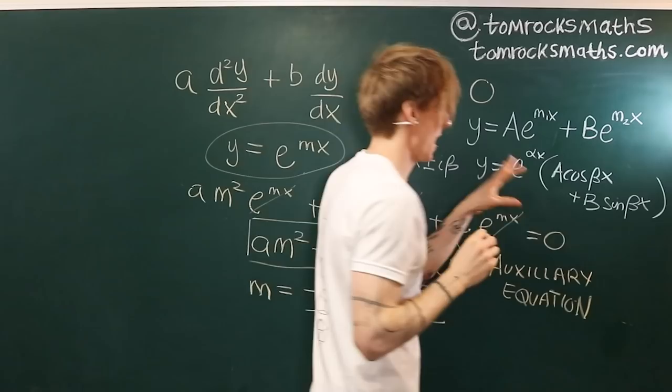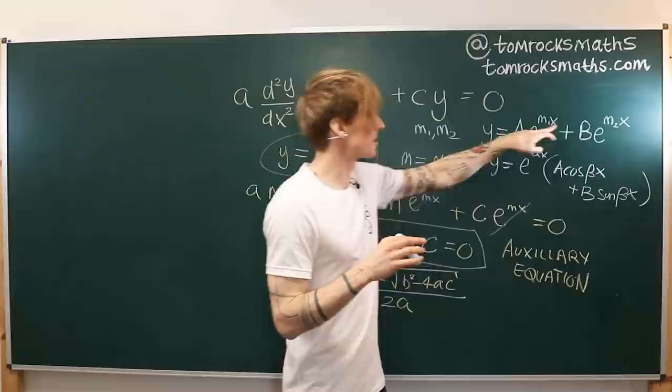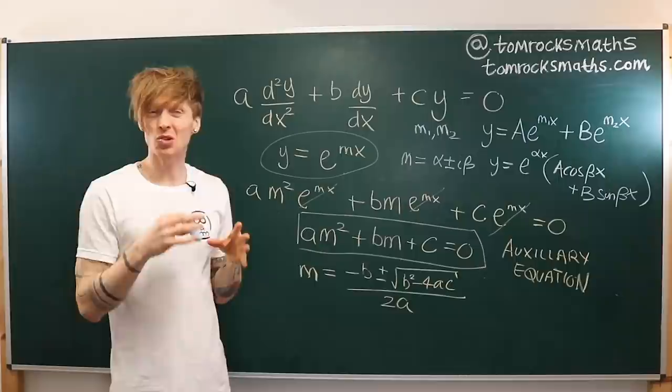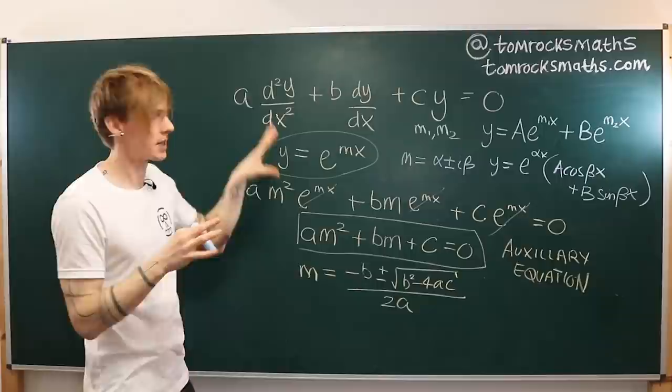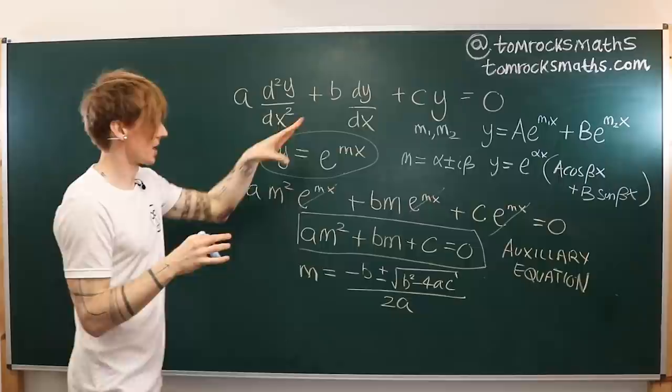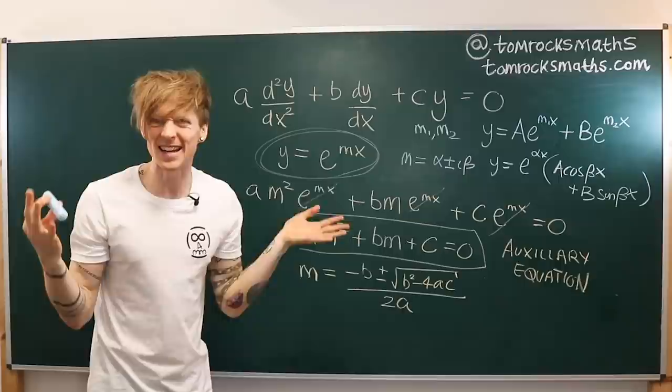In these solutions over here, the constants a and b are determined through the initial or boundary conditions. So we have a second order linear differential equation with these constant coefficients a, b, c. We try this solution. So this is our magic solution. We're just told, plug it in and see what happens.